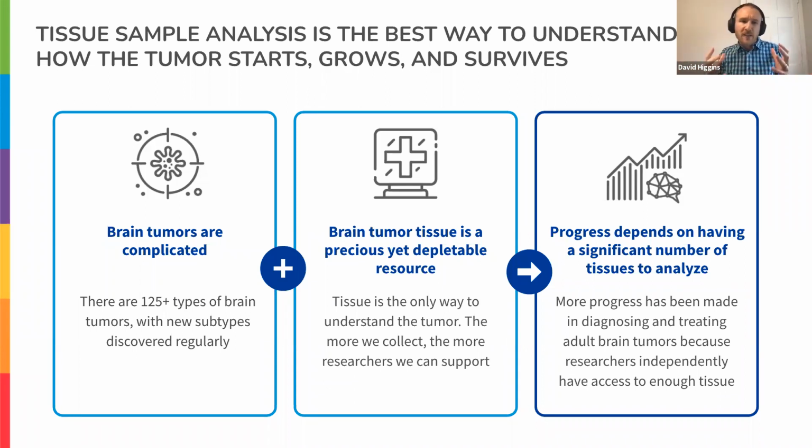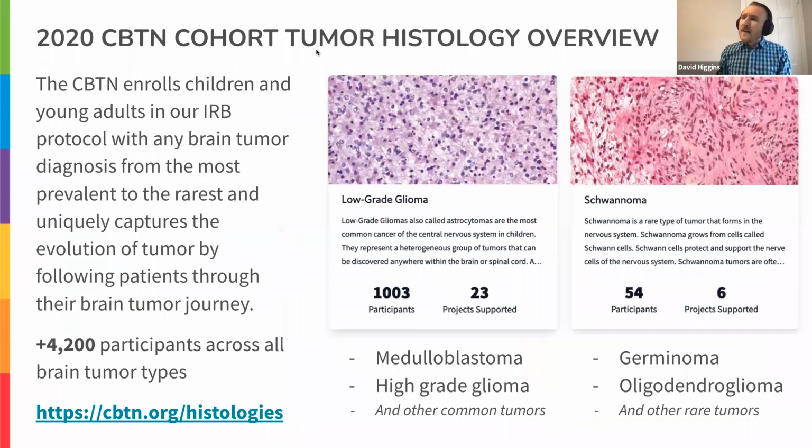And so by collecting this tissue, we can support researchers like you in order to be able to do that work that we need to make that progress, by having this significant number of tissues that's available for folks to be able to analyze. And so CBTN supports many different histologies. We enroll children and young adults in our IRB protocol with any brain tumor diagnosis. And so we are not limited to one particular type.